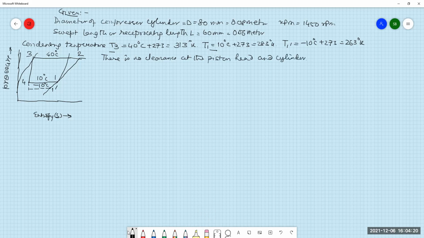So what happens? First of all, the volumetric piston displacement per minute, V1, is given as Vp, the piston displacement.